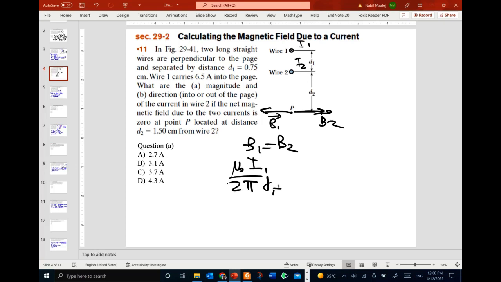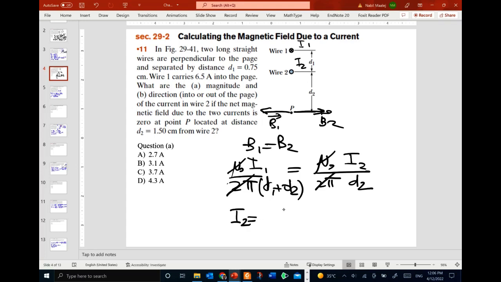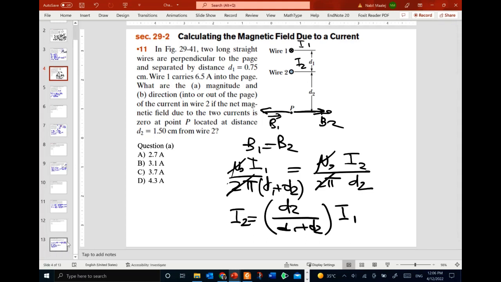D1 plus D2 is equal to mu 0 I2 divided by 2 pi. The distance between wire 2 and the point P is D2. So mu 0 and 2 pi will cancel, and you obtain I2 is going to be equal to D2 divided by D1 plus D2 times I1. Okay? Clear? Is this difficult?